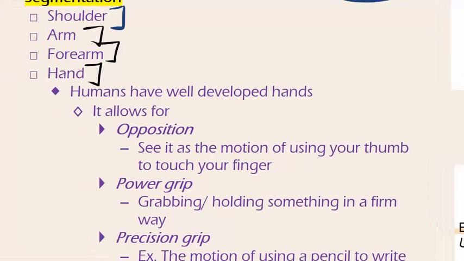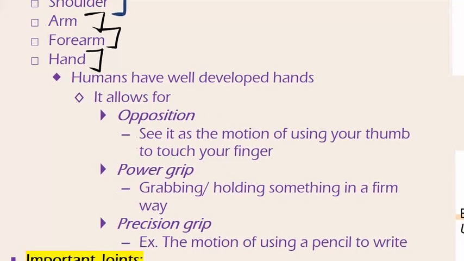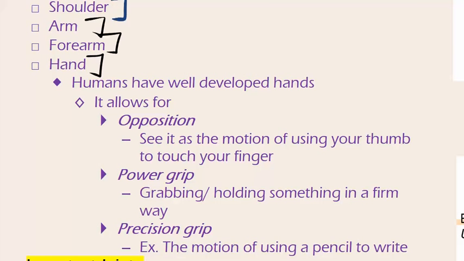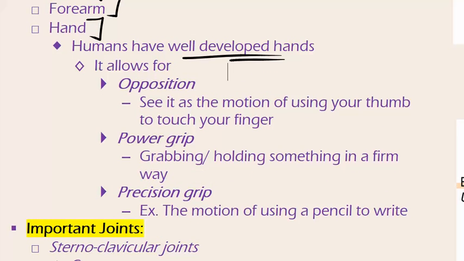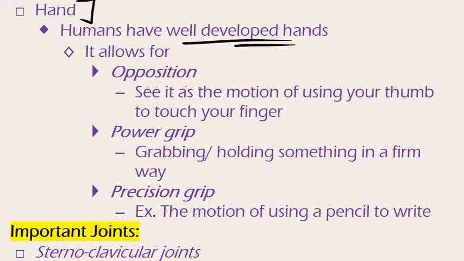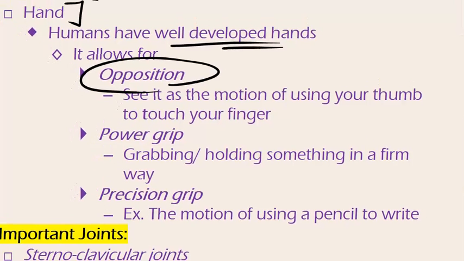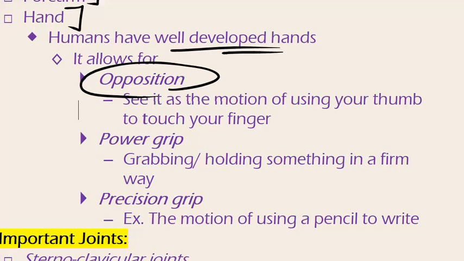All right, so now specifically, when you're looking at the hands, human beings have well-developed hands, all right? And it allows for a lot of intricate motions or movements. So one of the motions that was covered and touched upon by Dr. Diego is opposition, right?